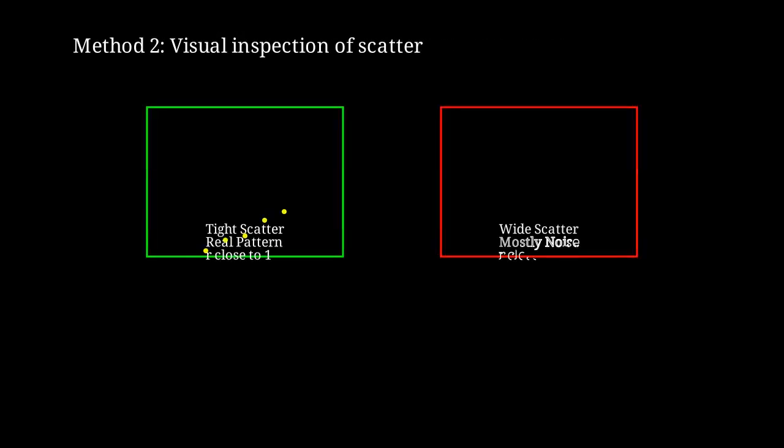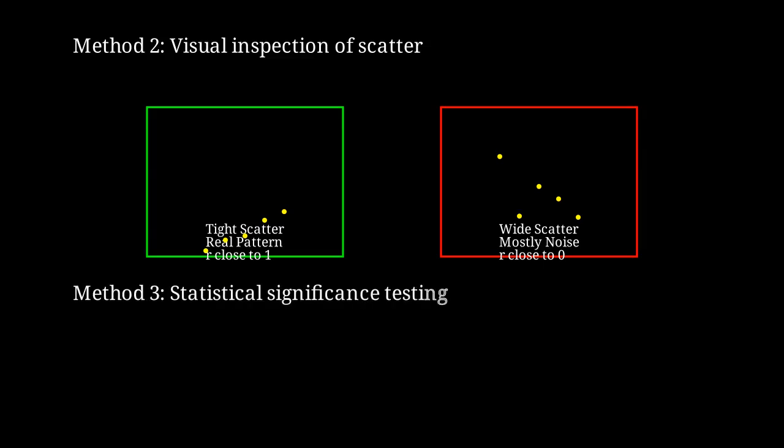On the left, we have tight scatter where points cluster closely around a trend line. This suggests a real pattern. On the right, we have wide scatter where points are all over the place. This suggests mostly noise. Method 3 is statistical significance testing, like a p-value test.